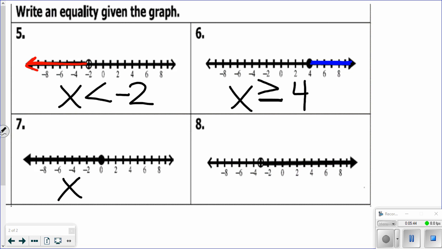I have a circle at 0. It's closed or filled in, so we need our or equal to line underneath. And it looks like it's being shaded to the left. All of these numbers are what? Greater than 0 or less than 0? Good. All of these are less than 0.